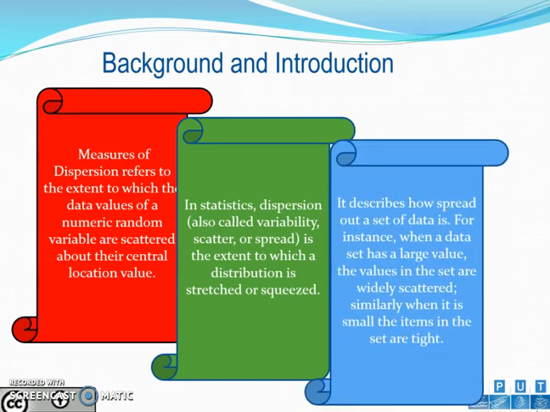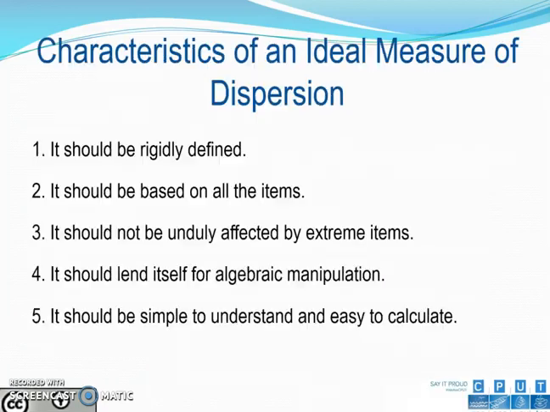It describes how spread out a set of data is. For instance, when a data has a large value, the values in the set are widely scattered. Similarly, when it is small, the items in the set are tight.